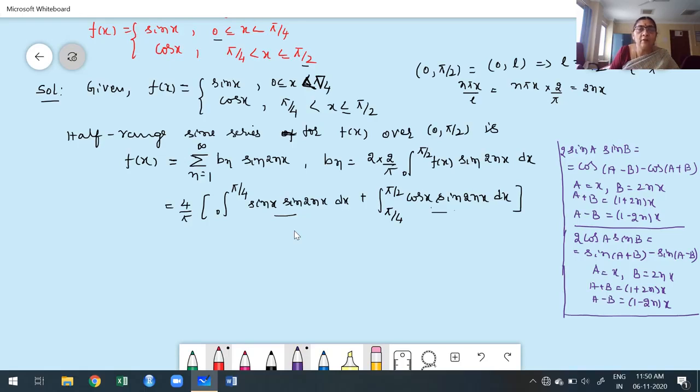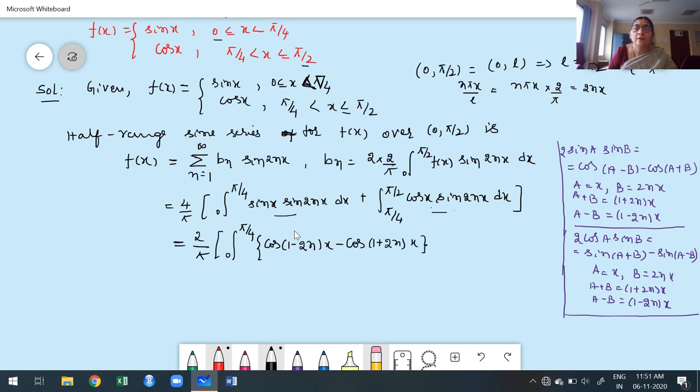Now, here we have 4. Keep 1 at 2. 4 can be written as 2 into 2. Write 1 by 2 here. I'll take another 2 inside the integral, so 2 by pi, integration from 0 to pi by 4. Now, what do we get? 2 sin A sin B is nothing but cos of A minus B, which is cos of 1 minus 2n into x, minus cos of A plus B, 1 plus 2n into x, with respect to x. Then I move to the second integral.